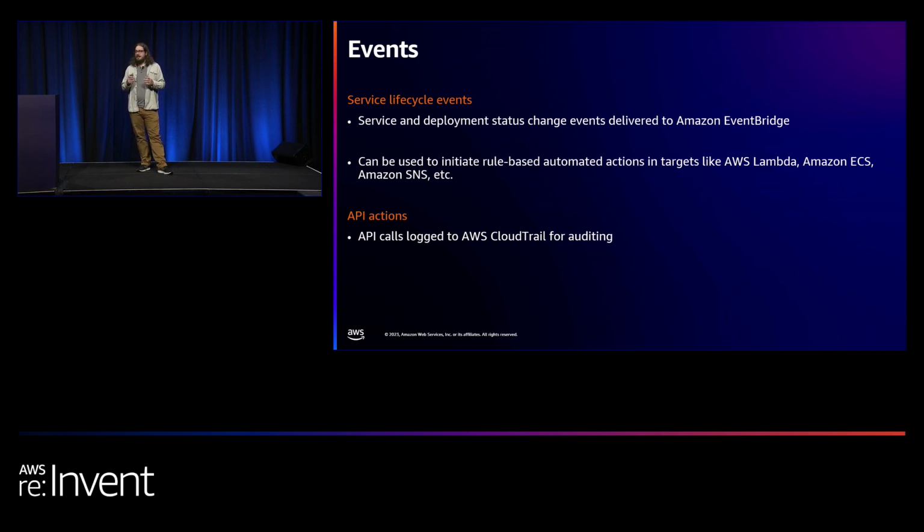One of the last but not least options is the API actions as well. So how do you know or keep track of who has touched your system in terms of updating the code? Well, that's something that you can also monitor using AWS CloudTrail.